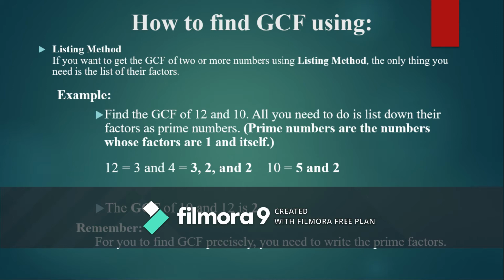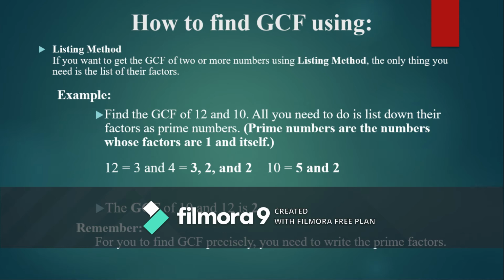For the number 12, we have 3 and 4. 4 is divisible and it has factors. So the factors of 12 are 3, 2, and 2. And for the 10, we have 5 and 2.